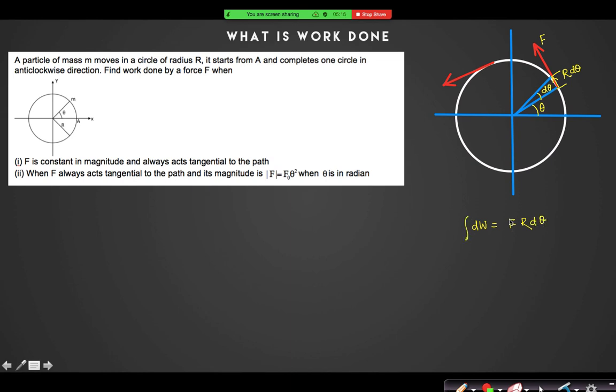And what is the total work done in this entire process? For this entire circular motion, what is the angular position? The angle is from 0 to 2 pi. The angle the particle is covering is from 0 to 2 pi. So the total work done, I can say it is F into R, which is a constant, and what is the integral of d theta? It is nothing but 2 pi here. So 2 pi FR. Yes, that is the answer for the first question.